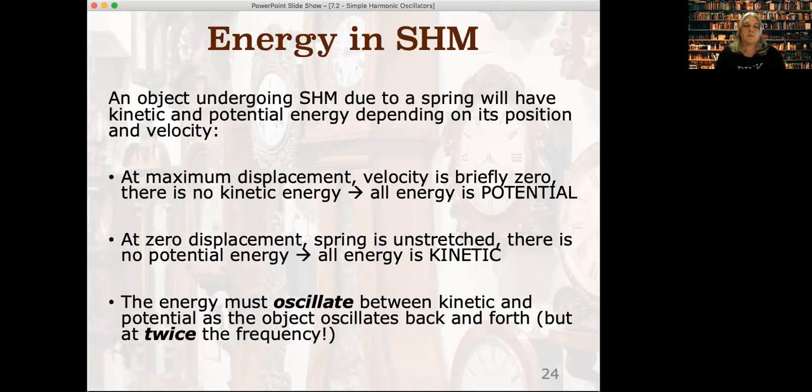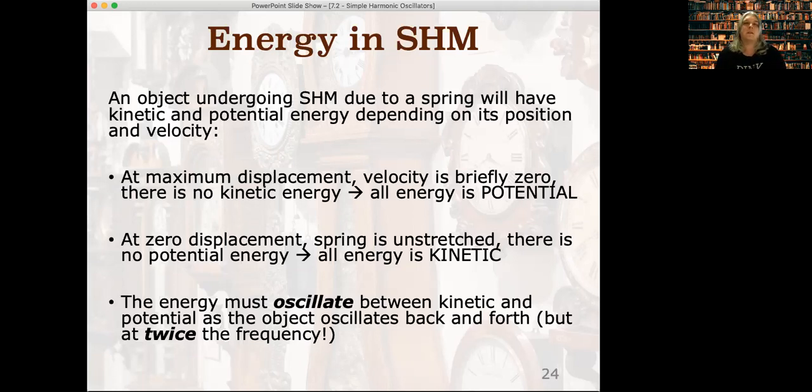At zero displacement, the spring is completely unstretched, and therefore there's no potential energy. If the spring hasn't been stretched, there can't be any potential energy in it. So all the energy has to be kinetic, and of course that makes sense because that's when the velocity is highest, as it passes the equilibrium position. At that instant, it's all kinetic energy.